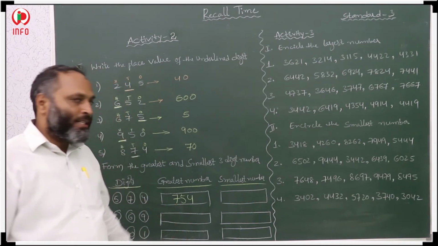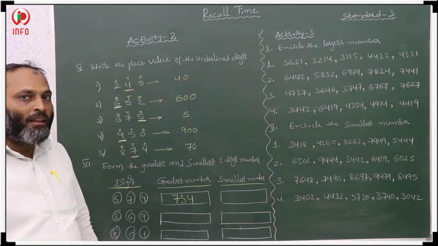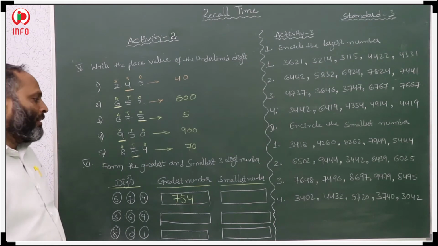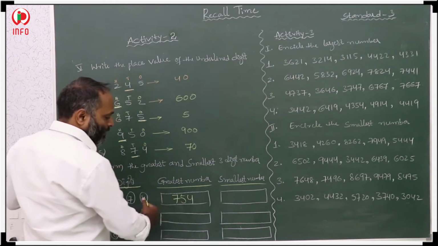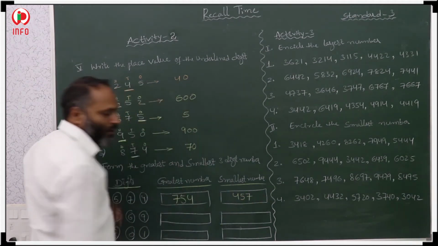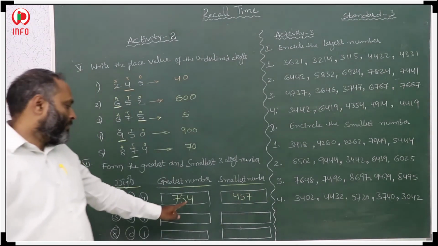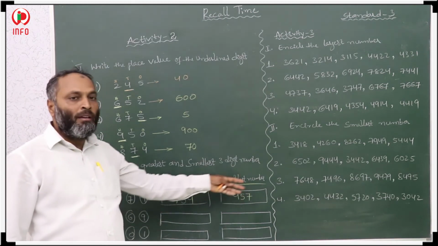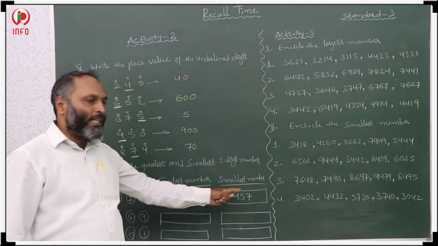If the numbers are in descending order, then we will get the greater number. And for the smallest number, we write in reverse order: 457. The greatest number is in descending order and the smallest number is in ascending order.